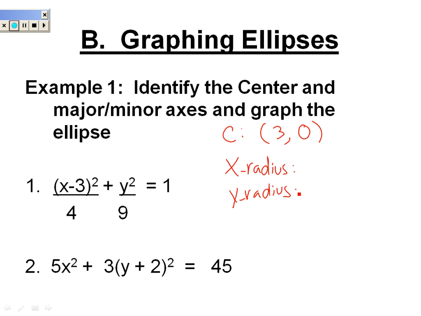But the x radius is going to be found by looking at the number under the x part. So that's this guy. So that's our b squared. So what is b? It's 2. You take the square root of it, right? So the square root of that is 2. So my x radius is 2. And what about the one under the y? You square root it, that'll tell you the y radius, which is 3. Now that we know that information, we can graph it.